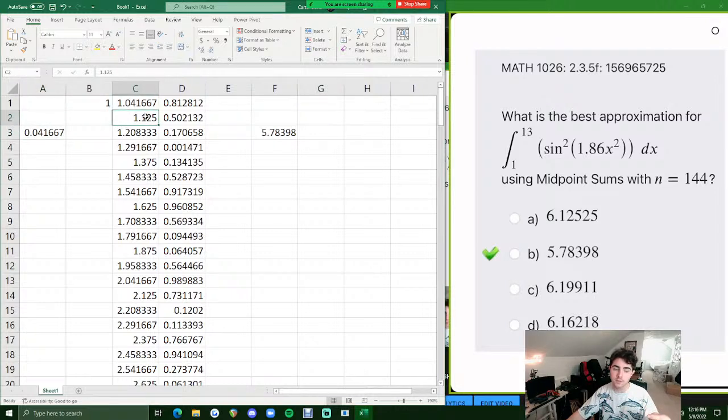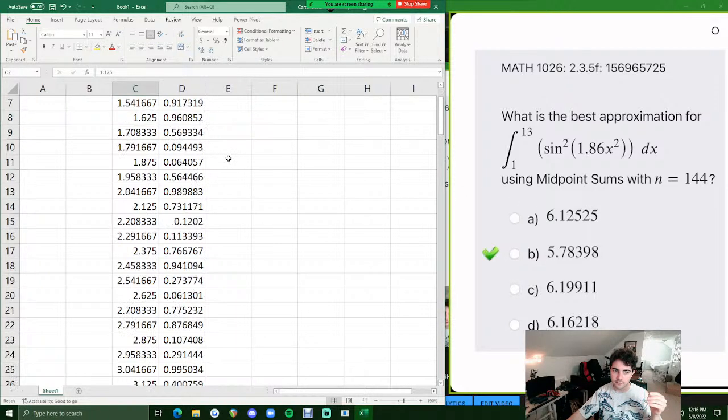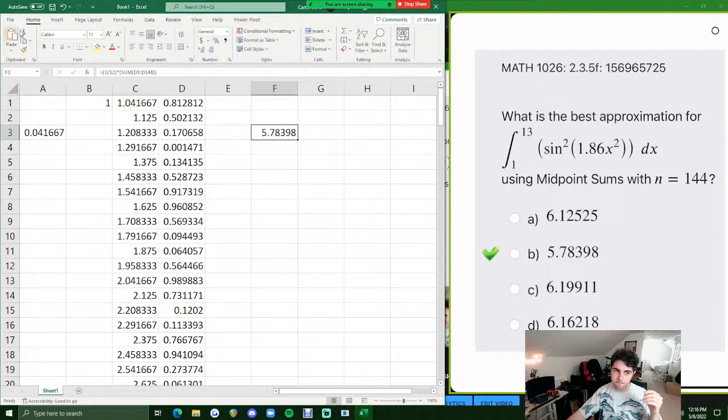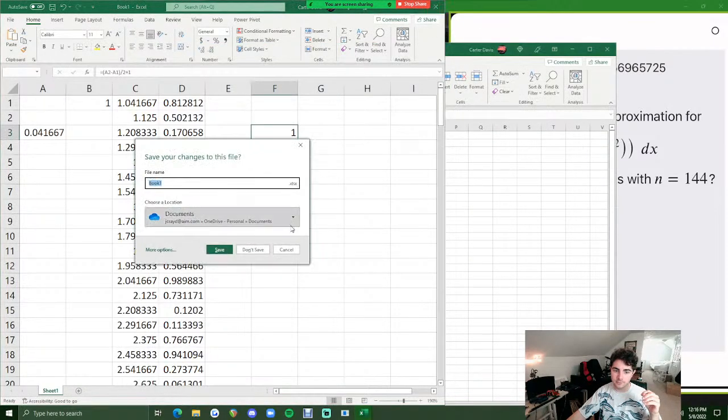From here to here is 1/12, here to here is 1/12, and so on. And so once you figure that out without going through a nightmare like we just did, then that's pretty much it.